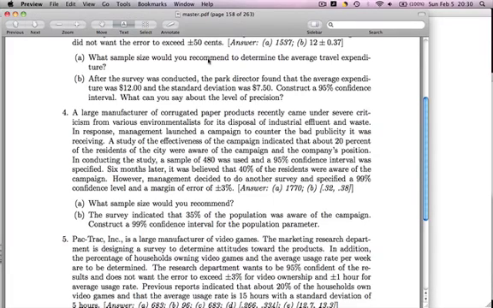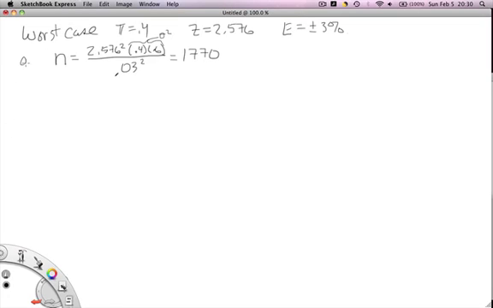Let's read on. So the survey indicated that 35% of the population was aware of the campaign. Find a 99% confidence interval. So part B, we've done our survey of 1770. We found that p is 0.35. Now we have to find a 99% confidence interval. So let's start by finding the standard error. The standard error, again, is going to be the square root of 0.35 times 1 minus 0.35, which I believe is 0.65, divided by the sample size, which is 1770. That is your standard error.